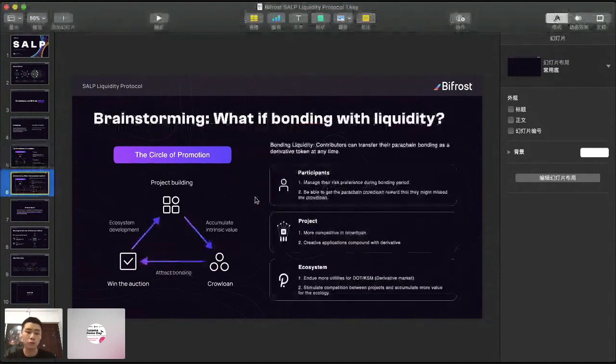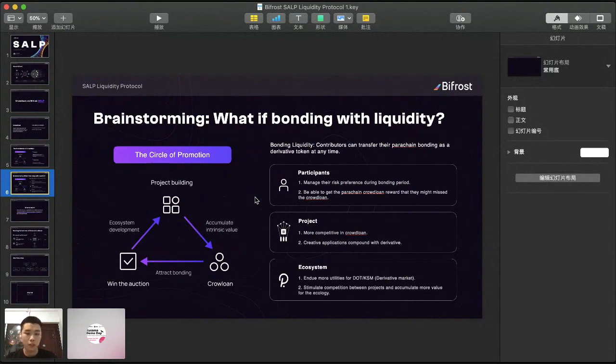So let's have a brainstorm about what if the bonding had liquidity, which means contributors can transfer their parachain bonding as a derivative token at any time. Under that scenario, there actually is an enhanced circle for the different characters. For participants, they might manage their risk performance during the bonding period, and they will be able to get the parachain Crowdloan reward that they might otherwise miss.